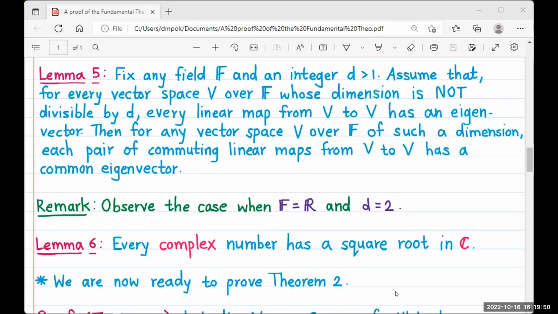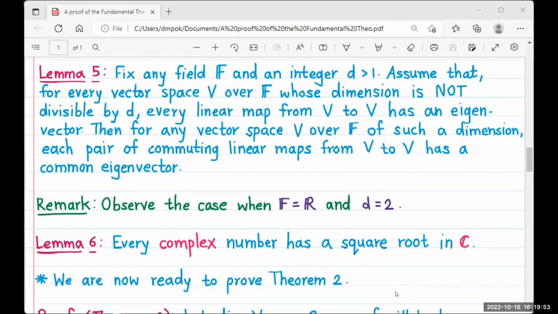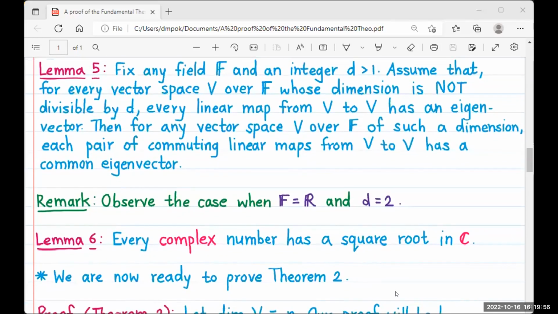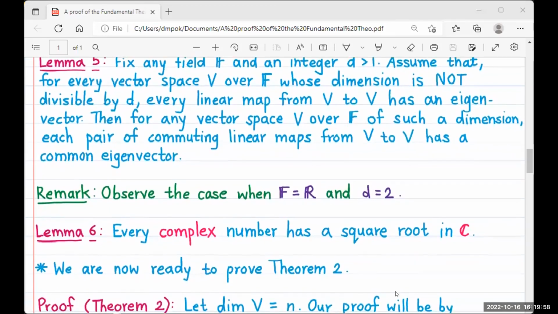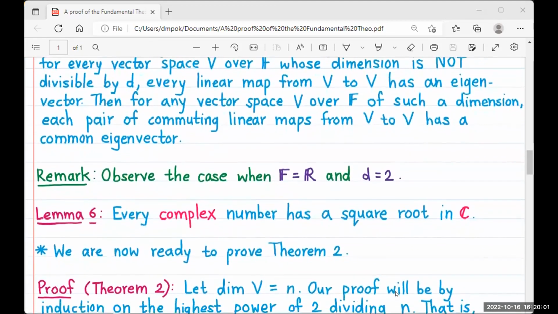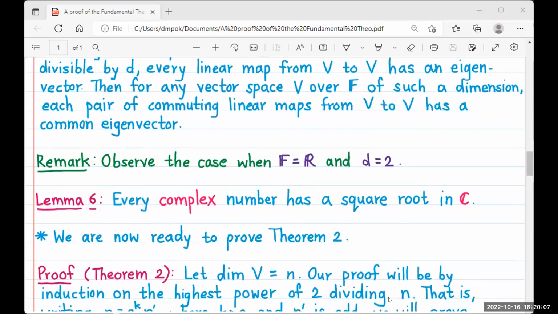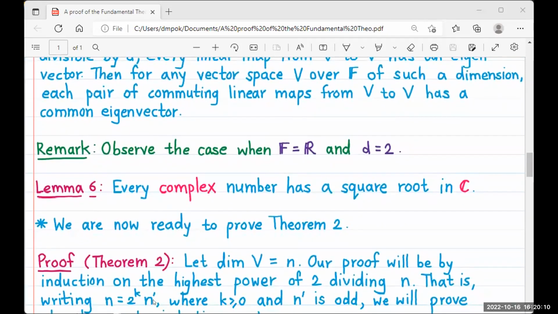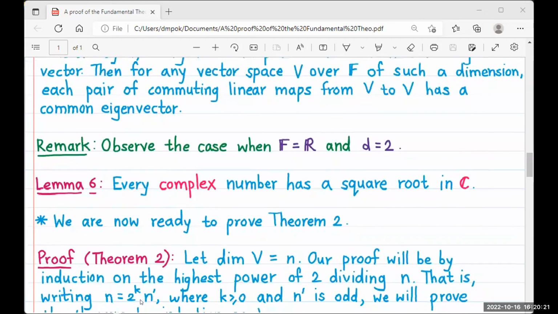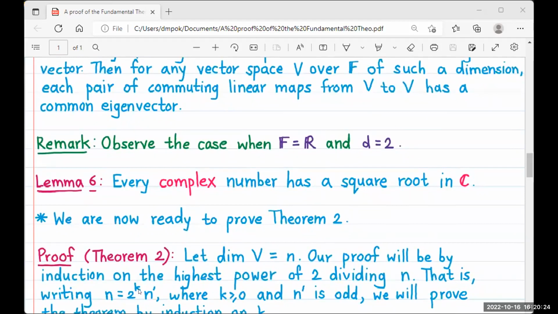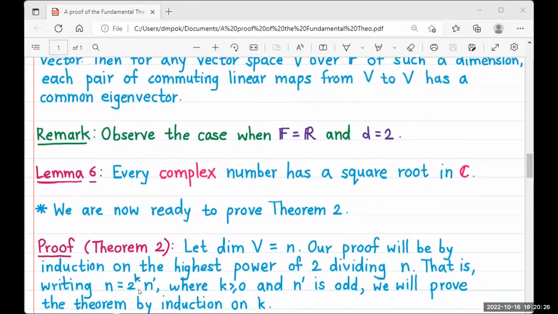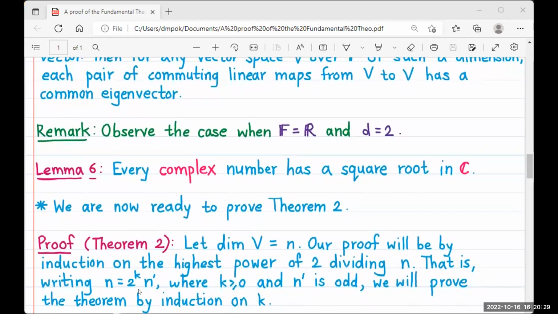So if we construct such a B, then we will get an eigenvector of A. That is what we are going to do in the full proof. So suppose the dimension of V is n. Our proof will be by induction on the highest power of 2 dividing n. So we will write n as 2 raised to k times n dash, where k is greater than or equal to 0 and n dash is odd. That means we are pulling out all the powers of 2 from n and writing n as 2 raised to k times n dash. And our induction will be on this k. Can you tell me what will be the base case where we would like to start our induction?